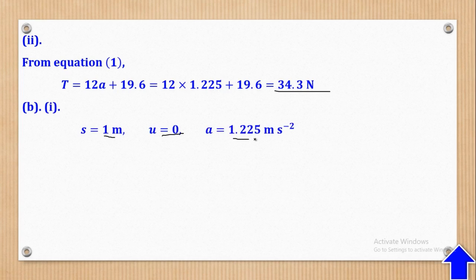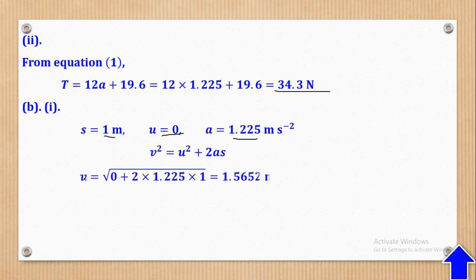Then part B, Roman 1, the distance is 1 meter, initial velocity is 0 because it was at rest, acceleration you have got it. Therefore, you can say that v squared is equal to u squared plus 2as. Therefore, velocity will be equal to, u is 0, a is this, and s is that. Therefore, velocity is 1.5652 meters per second.